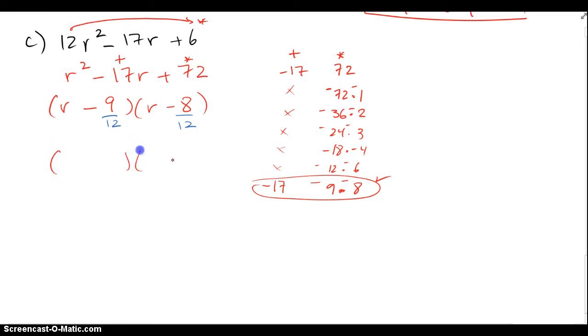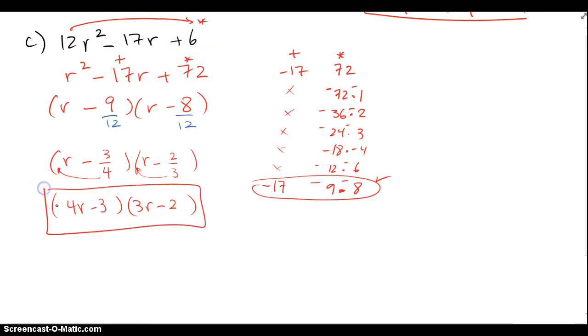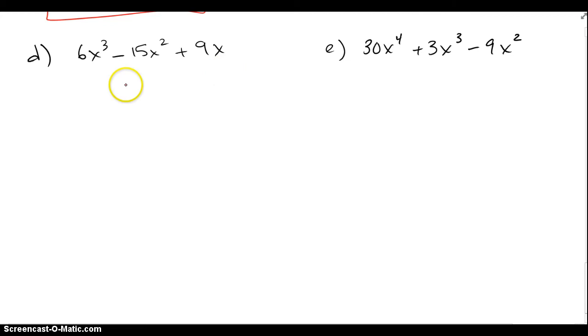That's going to give me r minus, they're both divisible by 3, 3/4. R minus, they're both divisible by 4, that's 2/3. Then I move the 4 up, the 3 up, and that's going to give me 4r minus 3 and 3r minus 2. Again, quick check, 12r squared minus 8r minus 9r, that's minus 17, and then a positive 6 for the last term. Okay, next trinomial to factor.